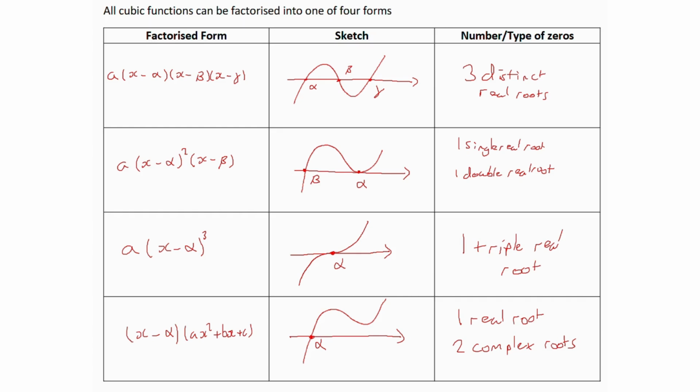Some of those roots might be repeated, as we said. In these cases, we have repeated roots, or they might all be distinct, or there might be 2 complex roots. But these are all the possible options that could happen for a cubic when we attempt to factorize it.